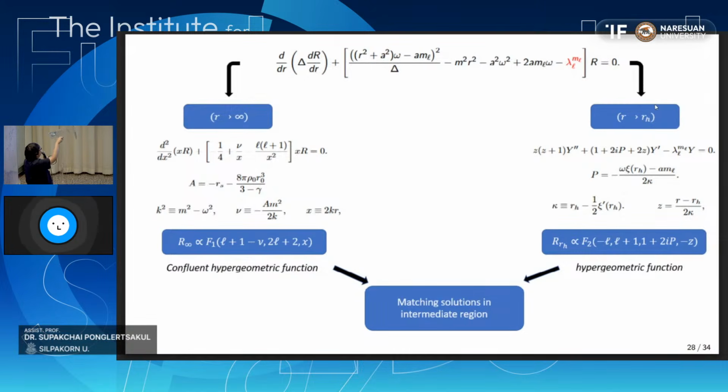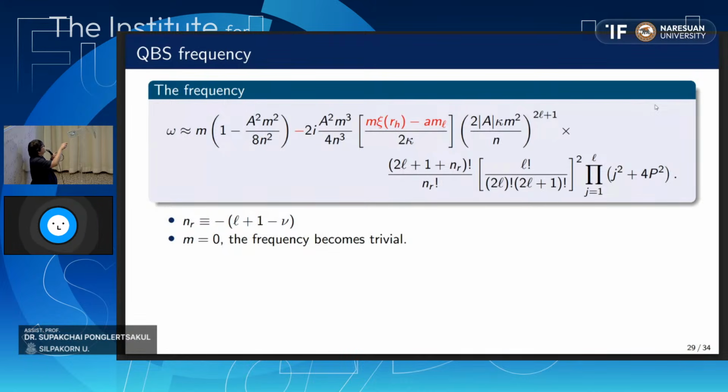For example, when r is very large, this is the new radial wave equation at very large r, and we can solve this equation analytically. It turns out that the equation itself satisfies the confluent hypergeometric differential equation, where we can write down the general solution like this. On the other hand, near the horizon we do pretty much the same, but it turns out that, rather than being confluent, this time it is a hypergeometric differential equation. After we obtain these two solutions at both sides, we match them in the intermediate region. And by matching that, we obtain this analytic formula for omega.